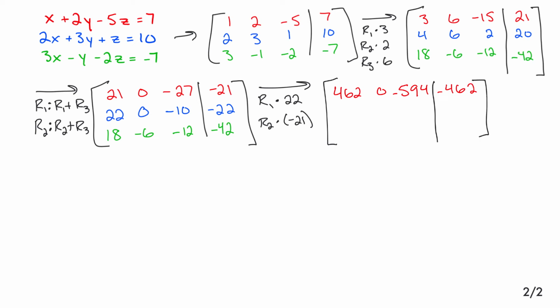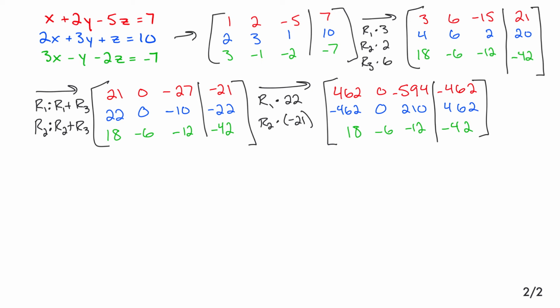Now it's time for the blue equation. 22 times negative 21 is going to be negative 462. Then we're going to get a 0, and then that's going to turn into a positive 210, and that'll give me a positive 462. And the green row we're just copying and pasting: 18, negative 6, negative 12, negative 42.